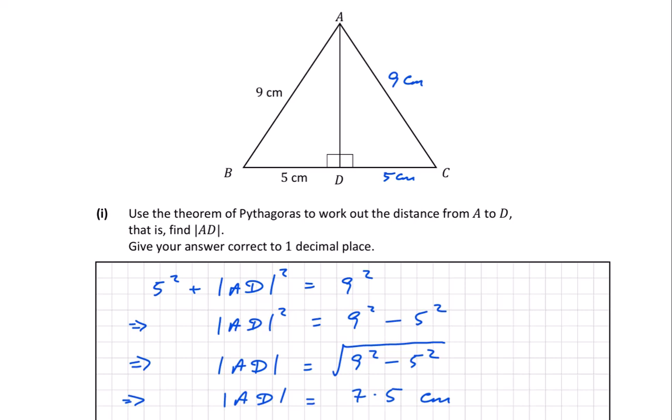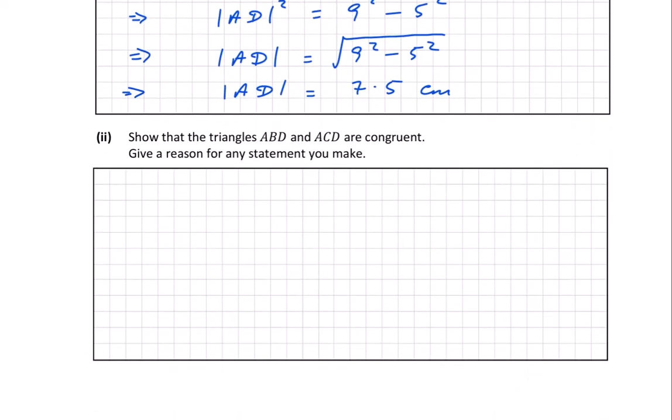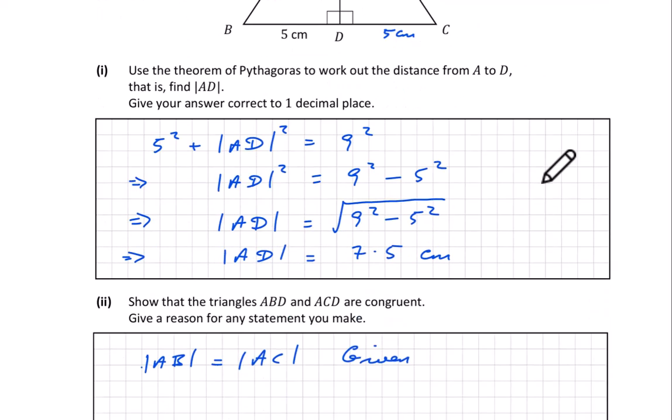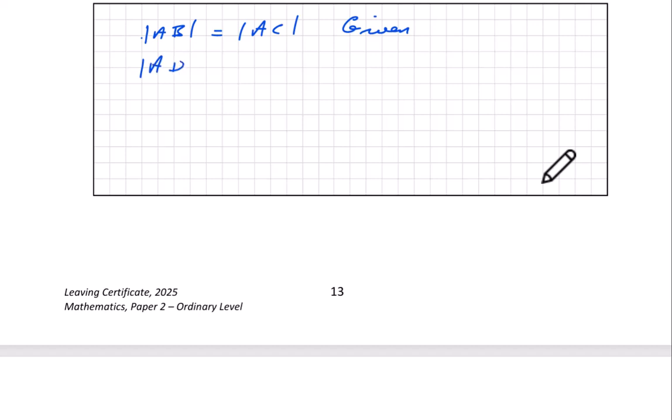So I'm going to say AB is equal to AC first. So I'm going to say the distance from AB is equal to the distance from A to C. Well, you must give a reason as well whenever you make one of these statements. So we are given this in the question. We can also then say that AD is equal to AD. So you can say the side AD is equal to the side AD. This is a common side.